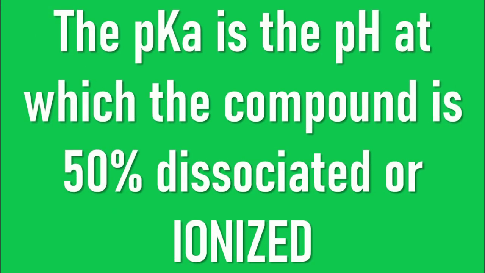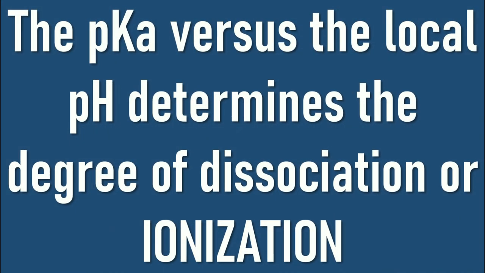The pKa is the pH at which the compound is 50% dissociated or 50% ionized. As a consequence, the pKa versus the local pH, and that can vary, determines the degree of dissociation or ionization.